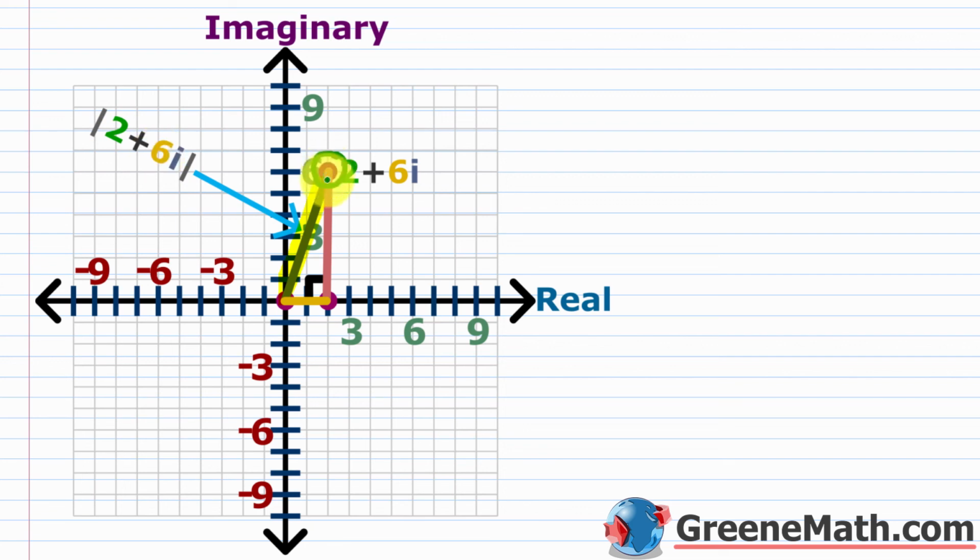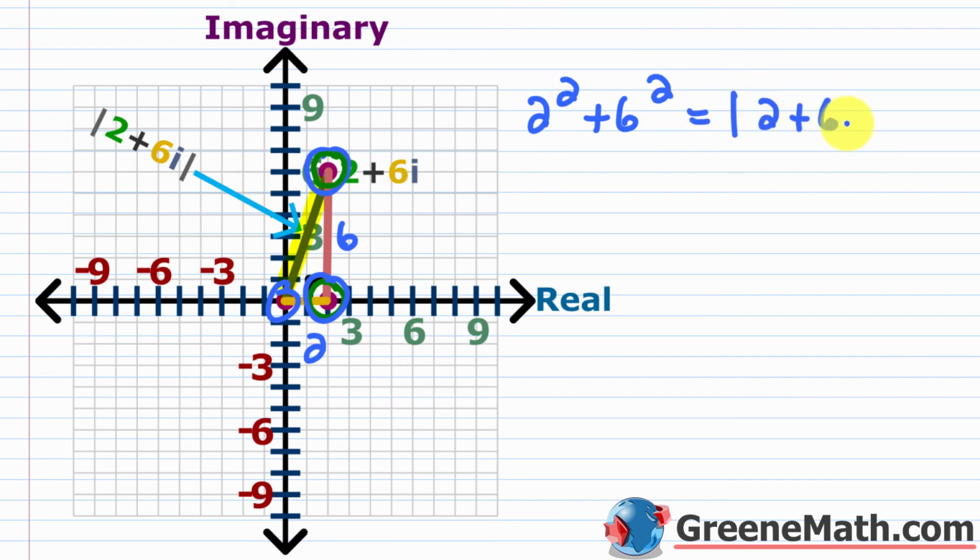And again, if you look at this distance from here to here, let me circle this in a different color. So from here to here, well, this is 6 units, right? So let me put a 6 there. And then if you look at the distance from there to there, it's 2 units. So again, with the Pythagorean theorem, it's 2 squared plus 6 squared is going to be equal to, which in this case would be the absolute value of 2 plus 6i, okay?